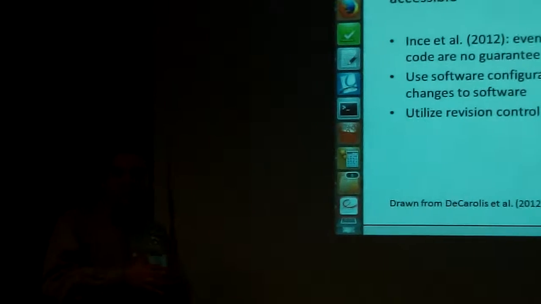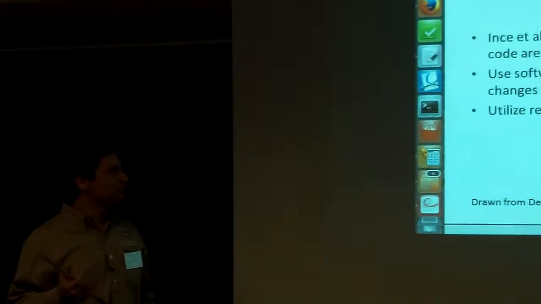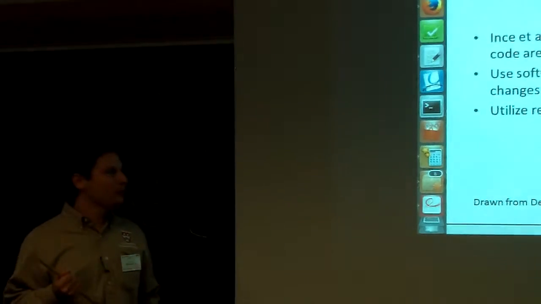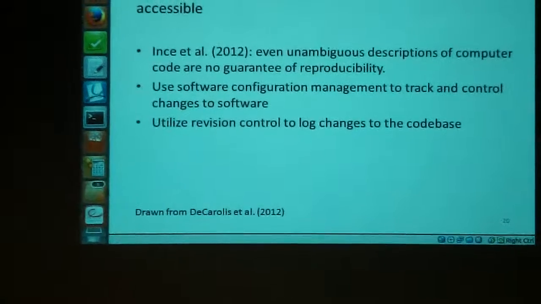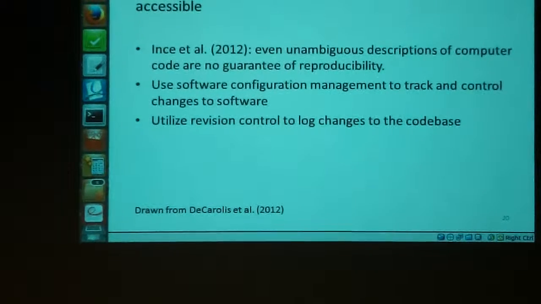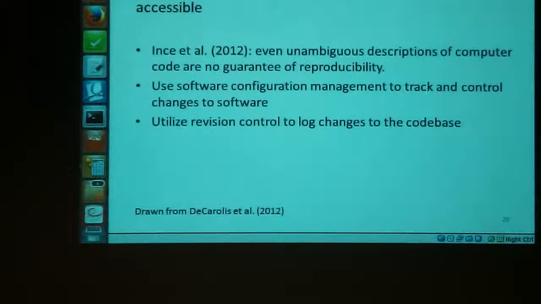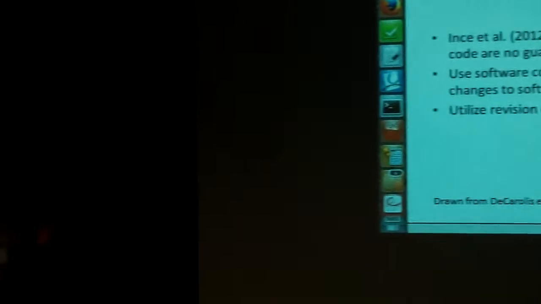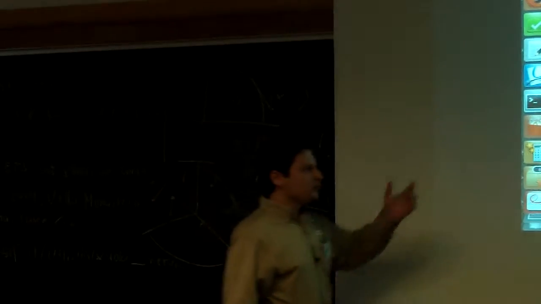So I can't just qualitatively describe computer code and expect that that's going to allow someone to recreate my model and my results. Okay? These two kind of go together, but use software configuration management and revision control systems to track changes to code. Okay? This is very common for software developers. They do this. This is standard practice. Okay? We don't really do it as much with modelers, but it's important, right?